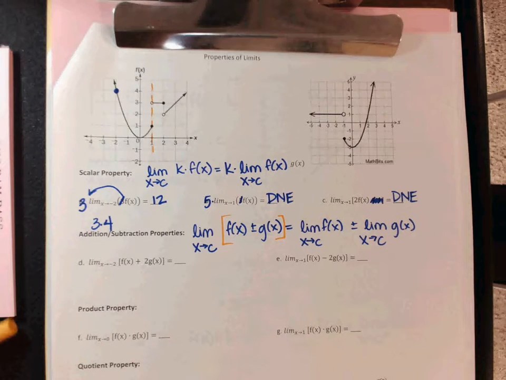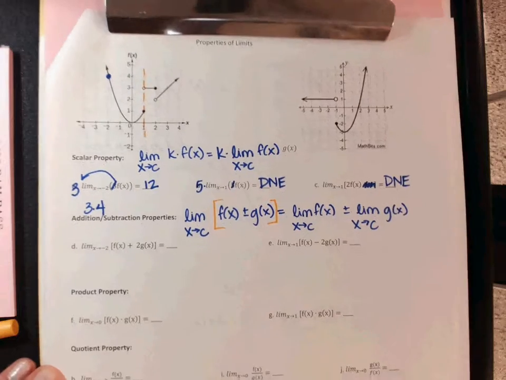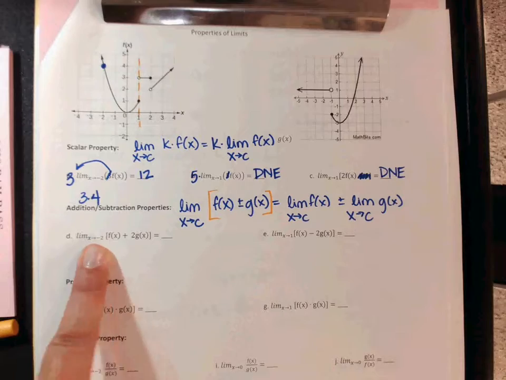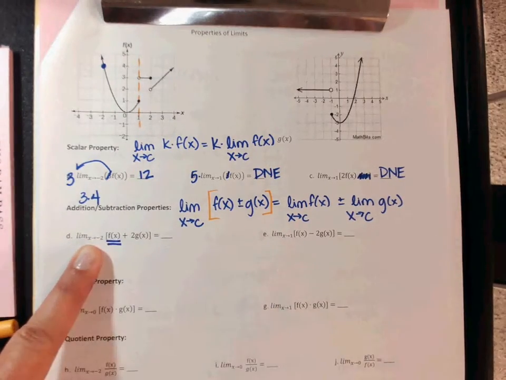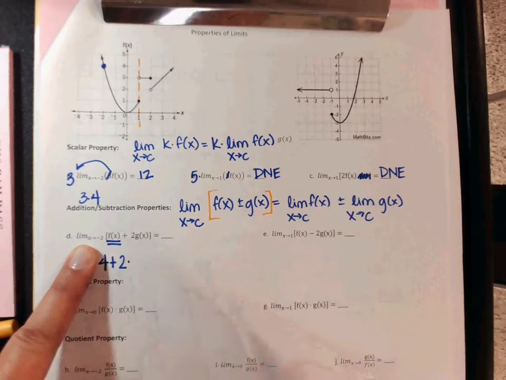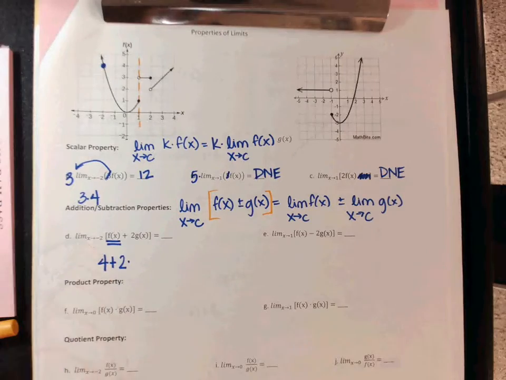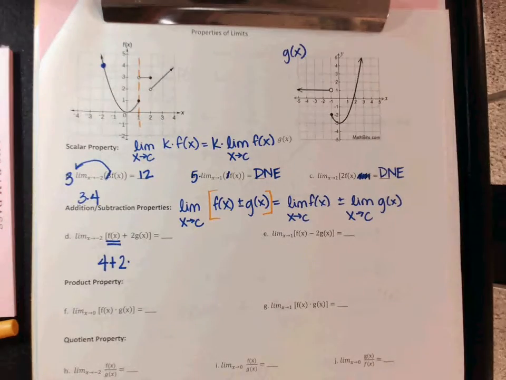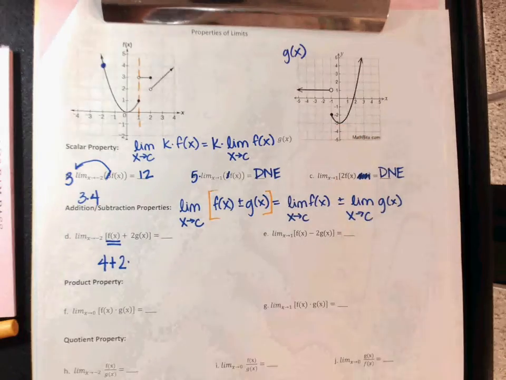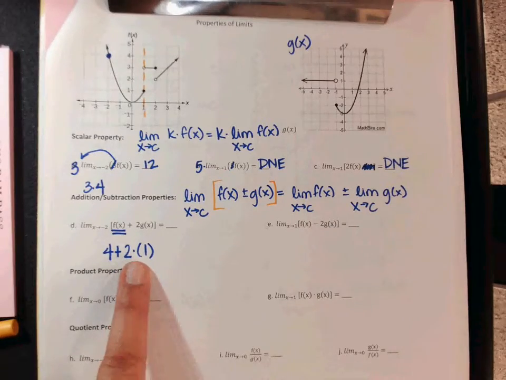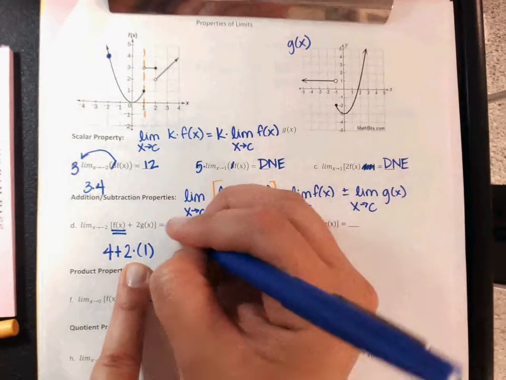Okay? So look at that first one. As x approaches negative 2, look only at f. What was the value for f? 4 plus. Then I see my 2 here. I'm going to leave that in the front, and I'm going to find what g is approaching. So now go back and look. G is this one over here. As x approaches negative 2, what is the height for function g? 1. Okay, PEMDAS here, we're going to multiply first. What's 2 times 1? 4 plus 2 is 6.